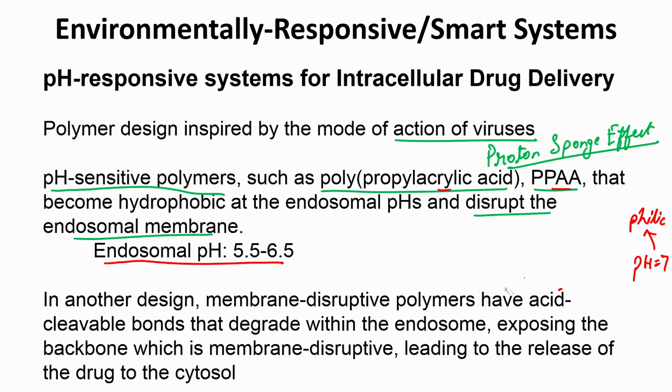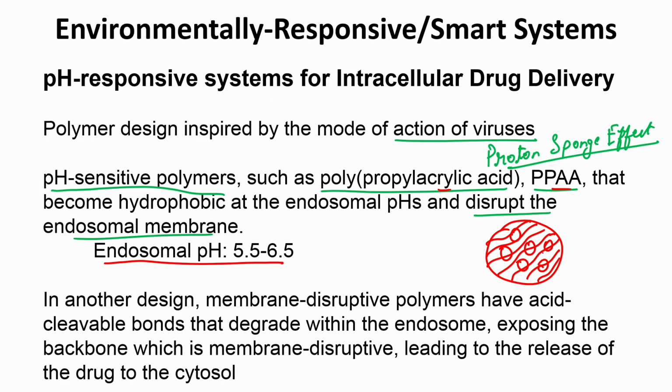Right. So, in another design the membrane disruptive polymers have acid cleavable bonds. So, you may not really want to disrupt the endosome itself, but you can have these polymers that are forming these particles be cleavable at low pH. So, their rate of hydrolysis maybe goes up exponentially as the pH decreases. What will happen then? It will cause the drug to come out.